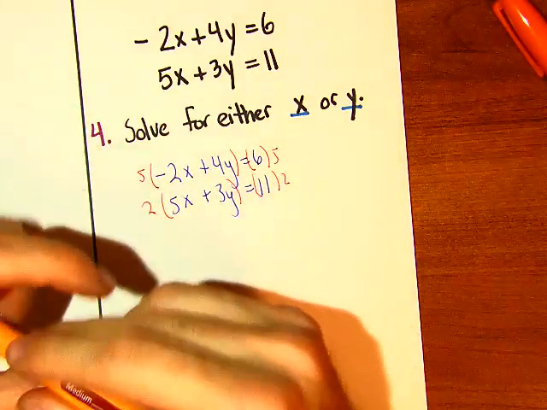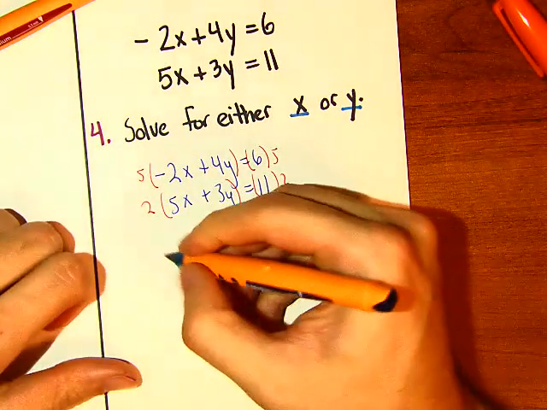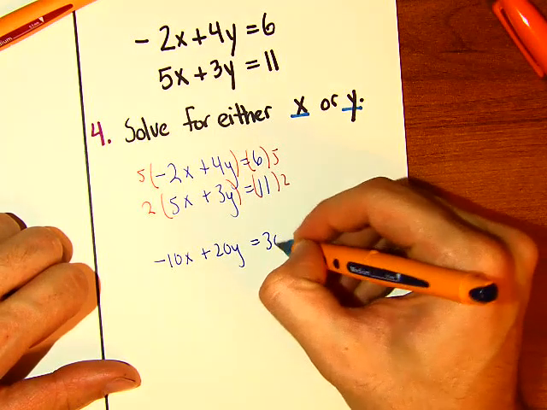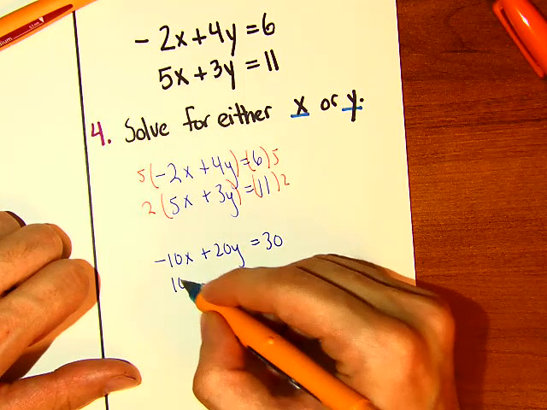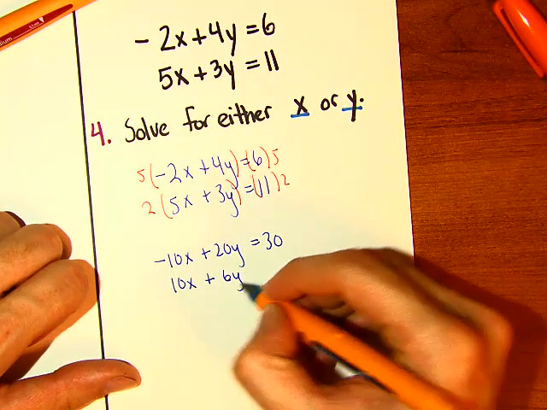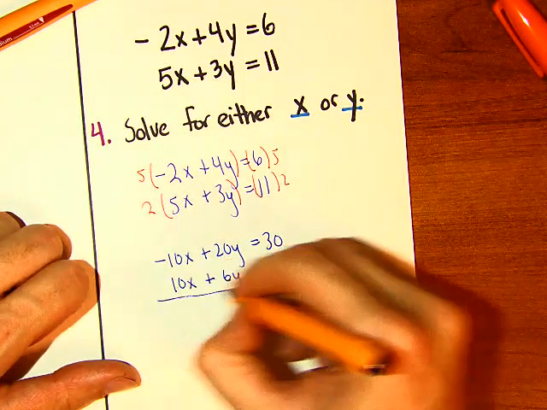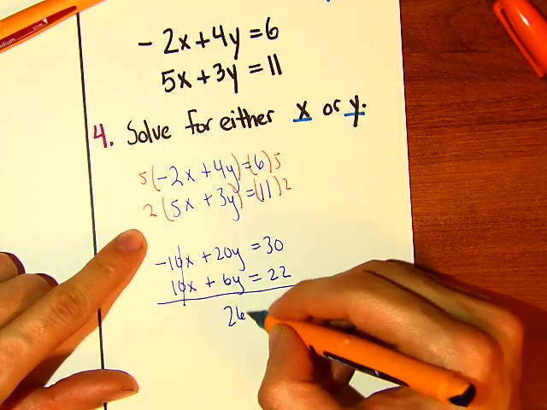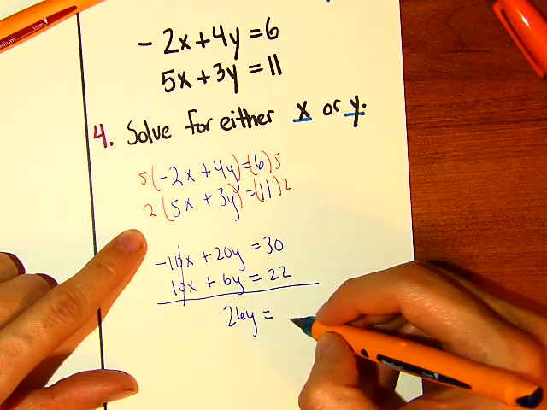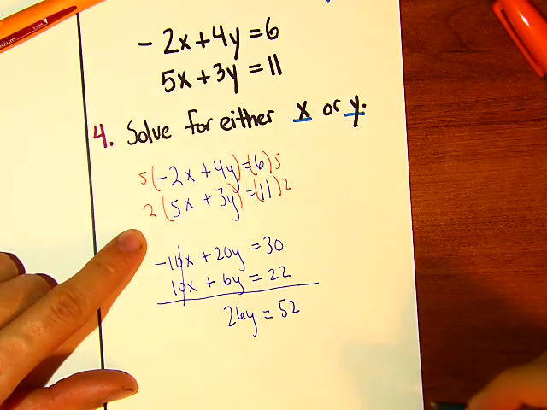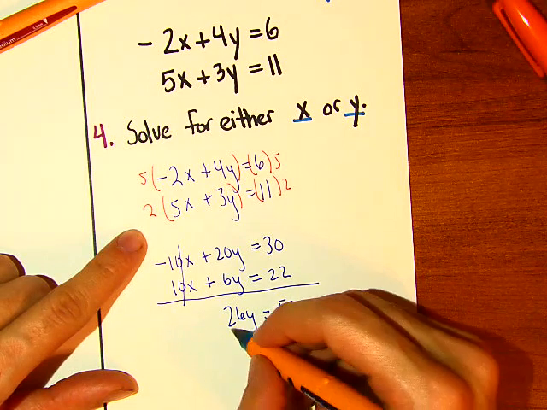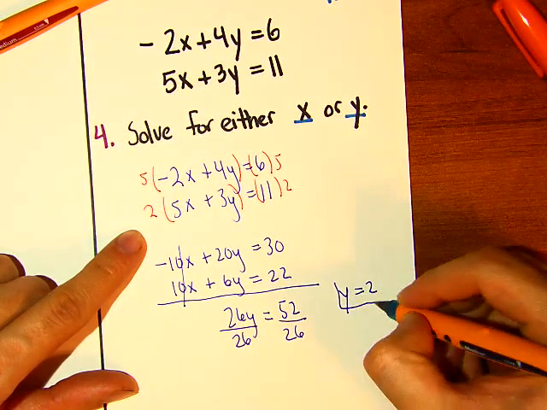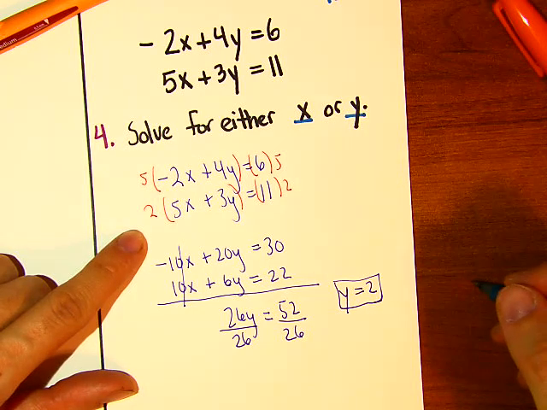And what does this become? This becomes a minus 10x plus 20y is equal to 30. And this becomes 10x plus 6y is equal to 22, right? And then what happens here? When you add them, these cancel. So now you have 26y is equal to 52, right? And now what do you do? You divide this by 26, divide this by 26, y is equal to 2. Okay, so we got y.